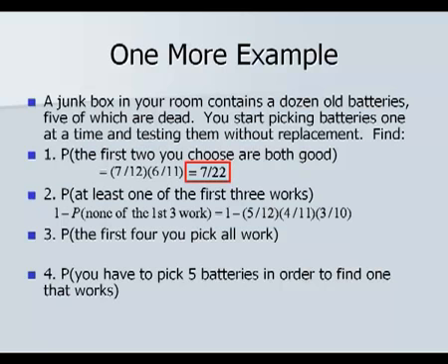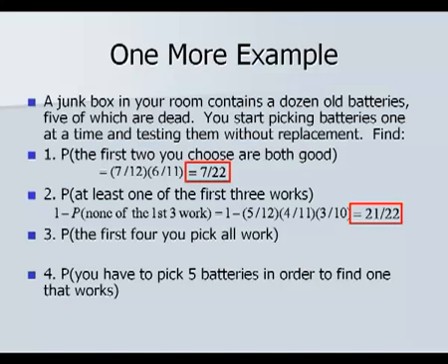That would be 1 minus 5 out of 12, meaning the first one is not working, times 4 out of 11, meaning the second one's not working, times 3 out of 10, meaning the third one's not working. We're subtracting one bad one off each time and one total battery off each time because we're not replacing them. Type this in your calculator. You should end up with 21 over 22 in fraction form.